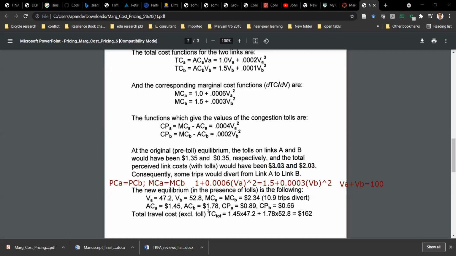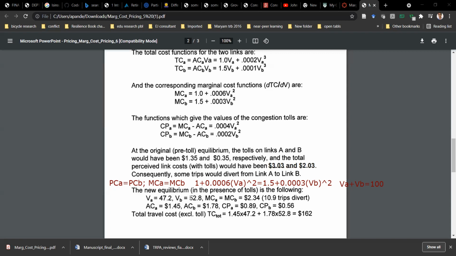And you will notice that the toll prices will be 89 cents and 56 cents respectively. Where am I getting those from? I'm getting those from the numbers: VA being 47.2. If you did 0.004 times VA squared, you will get the congestion price on route A. And if you did 0.002 times VB squared and plugged in VB equal to 52.8, you will get the toll on route B.